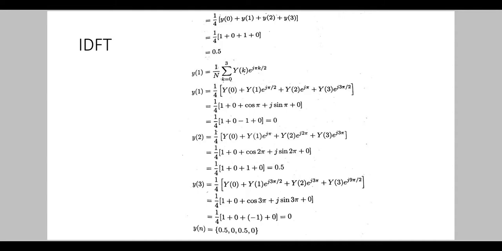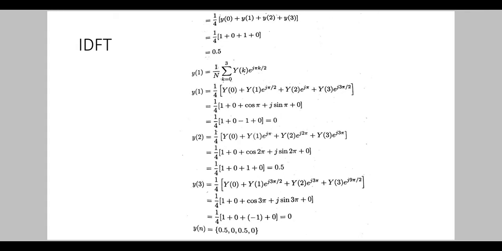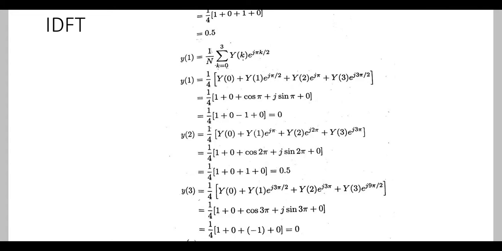y of 0 is equal to the value of y of k at k is equal to 0, and y of 1 is equal to the value of y of k at k is equal to 1, and so on. So we know the value of y of k at k is equal to 0 is 1, at k is equal to 1 is 0, at k is equal to 2 is 1, and at k is equal to 3 is 0. Putting these values, we will get 1 by 4 into 1 plus 0 plus 1 plus 0, that is equal to 0.5.